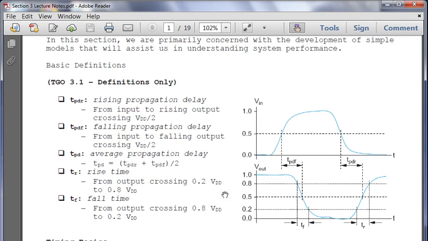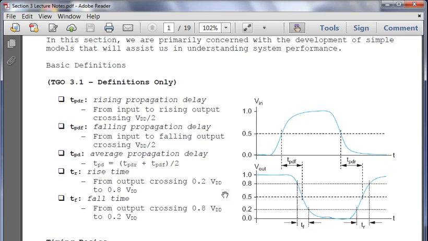The last two are rise time and fall time. These are specific to the outputs. Rise time is where you go from 0.2 of VDD to 0.8, so it's 20% to 80%. And the reason this is important is you want to show how quickly you're getting through your indeterminate zone. 20 to 80% is usually a good estimate of how quickly you're getting past the noise margin through the indeterminate zone from the 0 to 1.